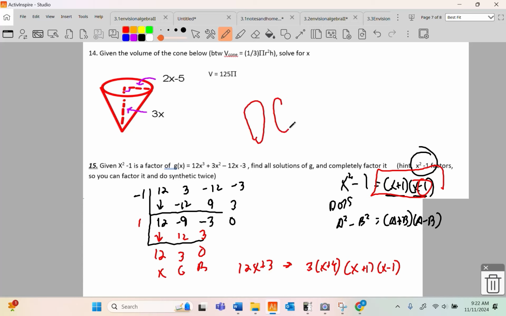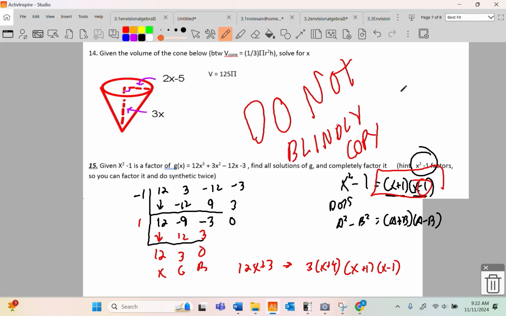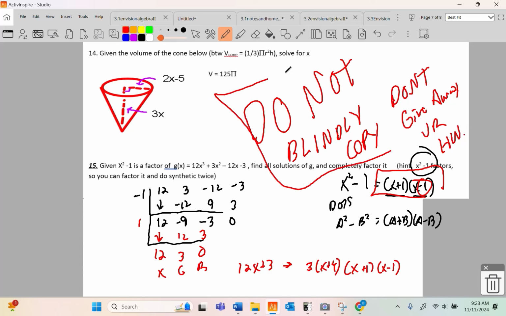And again, do not blindly copy. And also, don't give away your homework. Don't do this. You ain't doing any one of us any good. I need you to grow so that you can comprehend what comes next. I don't need you to be stagnant. I don't need you to get dumber. I need you to grow.